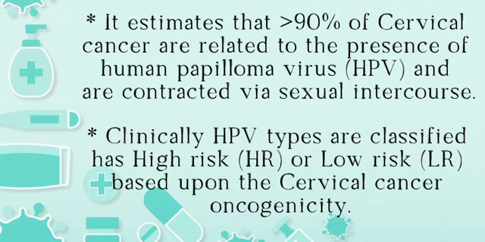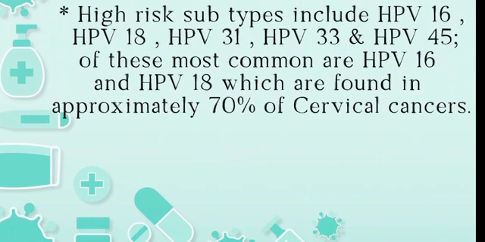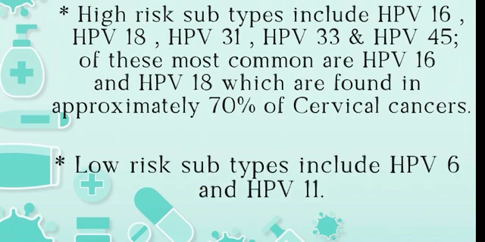Clinically, HPV subtypes are classified as high-risk and low-risk HPV subtypes based upon their oncogenicity. High-risk subtypes include HPV-16, HPV-18, HPV-31, 33, and 45. Of these, the most common are HPV-16 and 18, which are found in approximately 70% of cervical cancers. HPV-6 and 11 are low-risk subtypes.